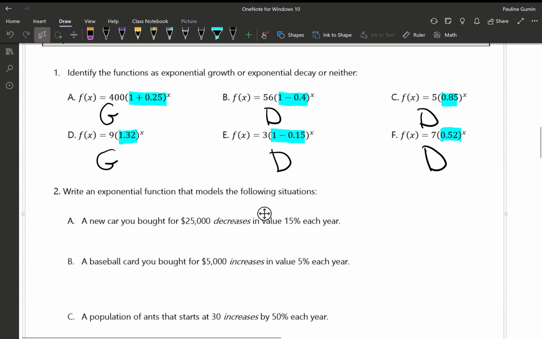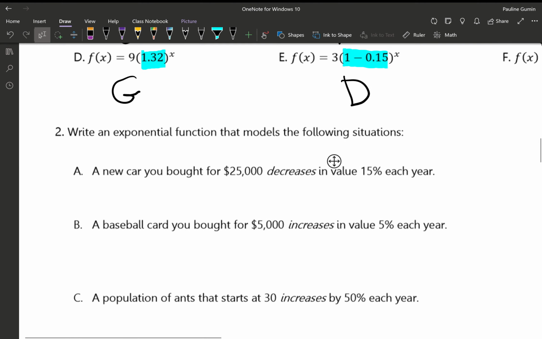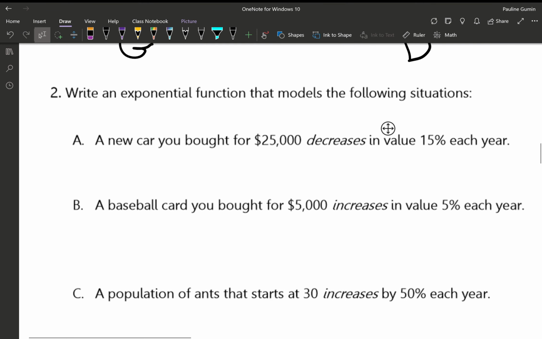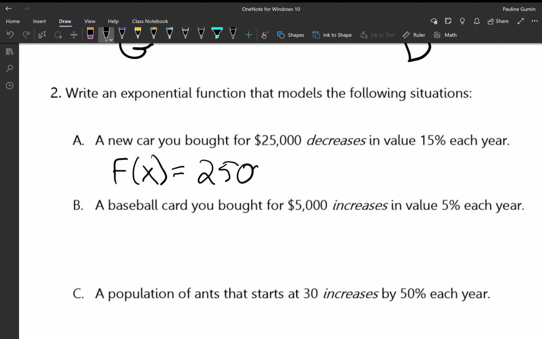Now what we're going to do for number 2 is we're just going to write the function for it. We're not going to solve it because we have nothing to solve for. All right, so number 2, this is how it starts. A new car we bought for $25,000 decreases in value 15% each year. All right, so we have our function. We begin with our initial, so that's $25,000. And then since we're decreasing, we're going to have 1 minus.